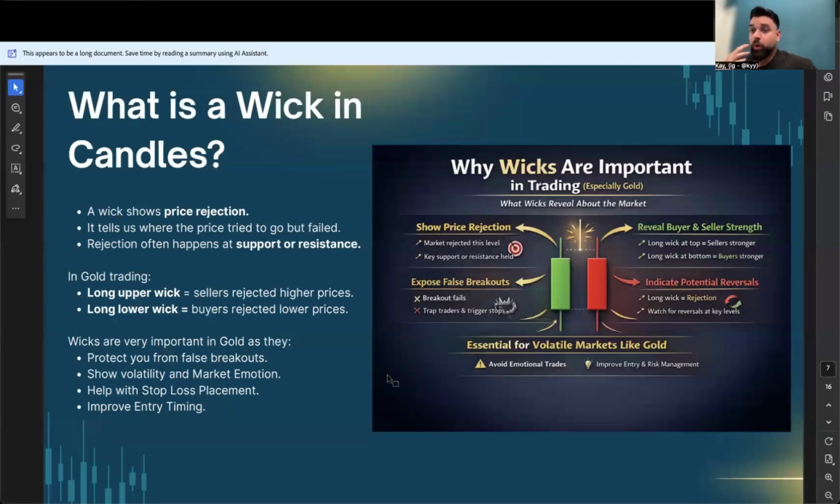And then if a lot of people who were holding a position sell it, or a lot of people invest into price dropping, that's what creates the wicks. Wicks are very important in gold as they protect you from false breakouts, show volatility and market motion, help you with stop loss placement, and improve entry timing.